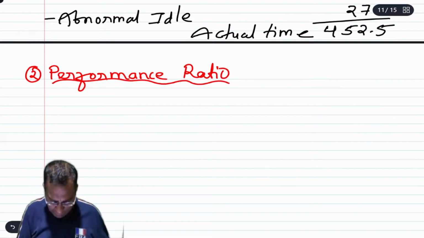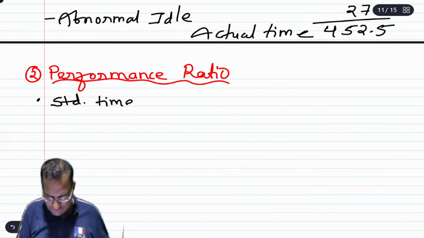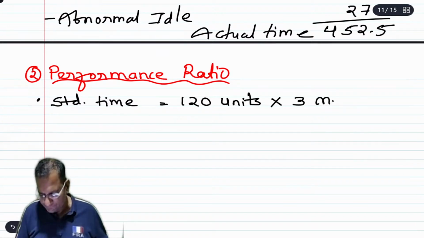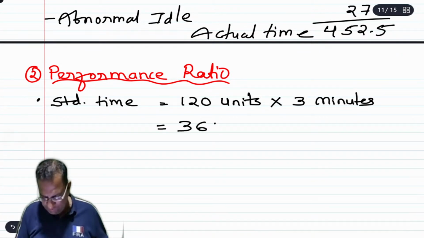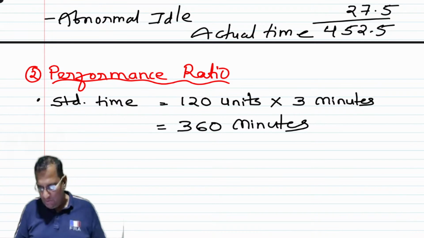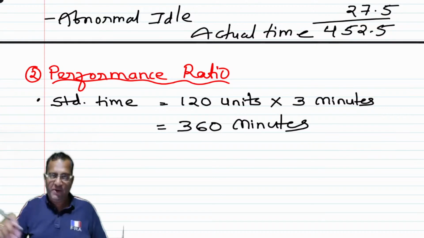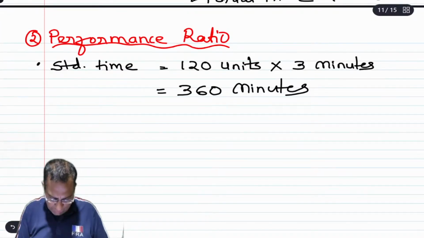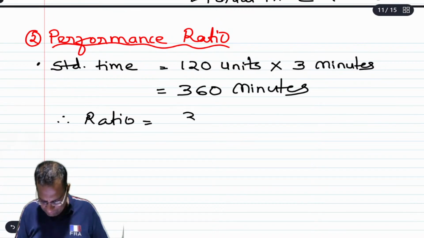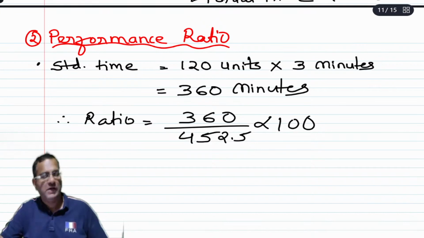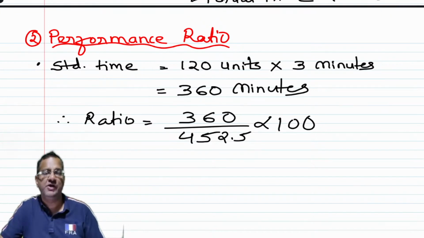So first of all, we will calculate the standard time. The actual output is 120 units and every unit should require 3 minutes of time. So the total will be 360 minutes. To manufacture 120 units, we should require 360 minutes, while we have consumed 452.5 minutes to manufacture the same output. Therefore, our efficiency will definitely be lower than 100%. So the ratio will be 360 minutes divided by 452.5 minutes multiplied by 100. Clear, beta? Performance ratio is simple. The main calculation is the availability ratio. That's the most important calculation of this question.